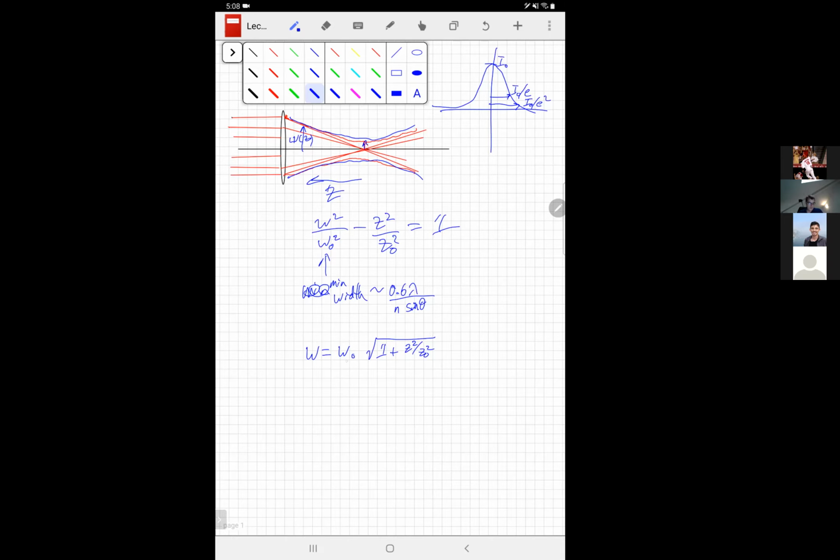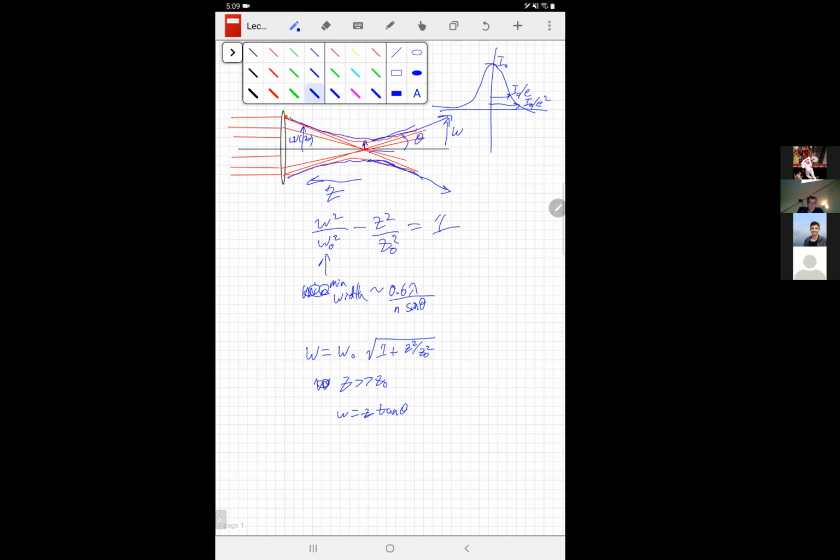And we noted a few things. For starters, we noted that if you're very far from focus, then these rays, the light is almost behaving like a ray. It's almost obeying the equations of geometrical optics. So in that case, Z is much larger than Z naught. And W should be Z tan theta, because this is the angle of divergence, how far the beam is from the axis.